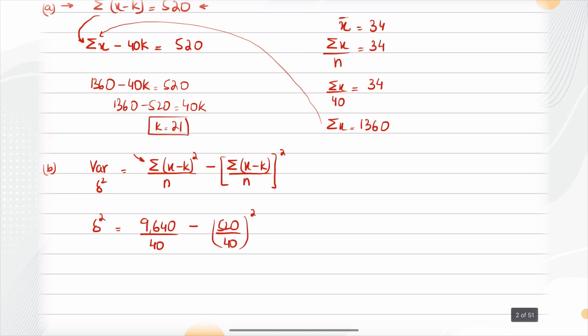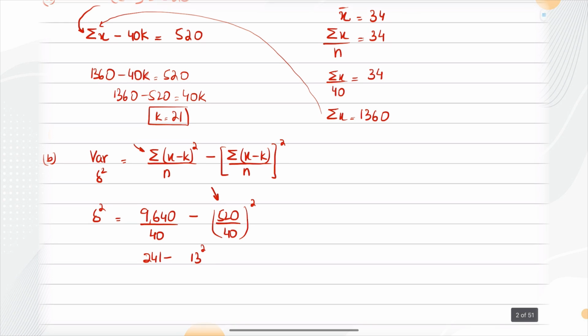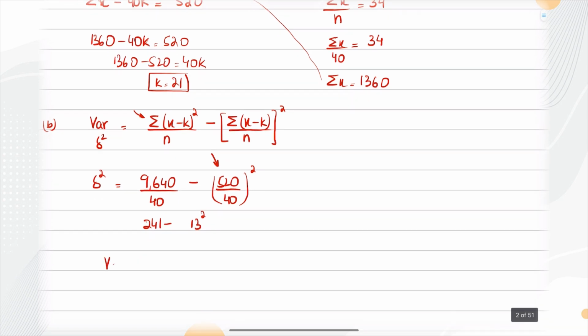Now, another thing that you could have done actually is this. Well, let's first figure it out. Let's see what the answer is, and then I'll tell you another thing that you could have done as far as the mean is concerned. 9640 divided by 40 is equal to 241, minus, so 520 divided by 40 is 13, so minus the square of 13. So 241 minus 13 squared is equal to 72. So the variance is equal to 72.